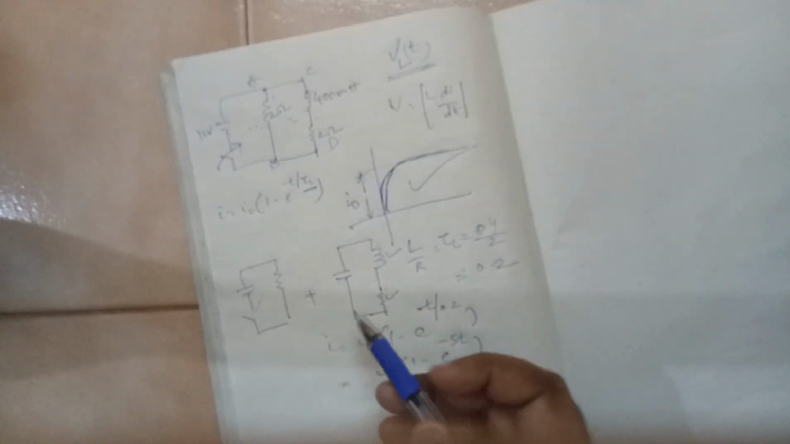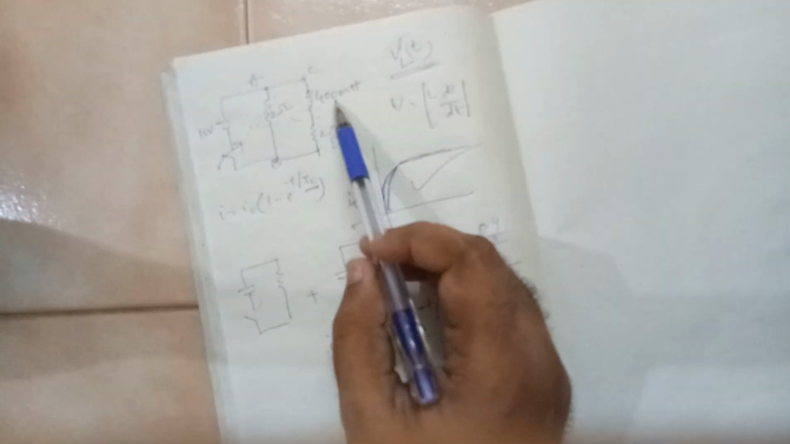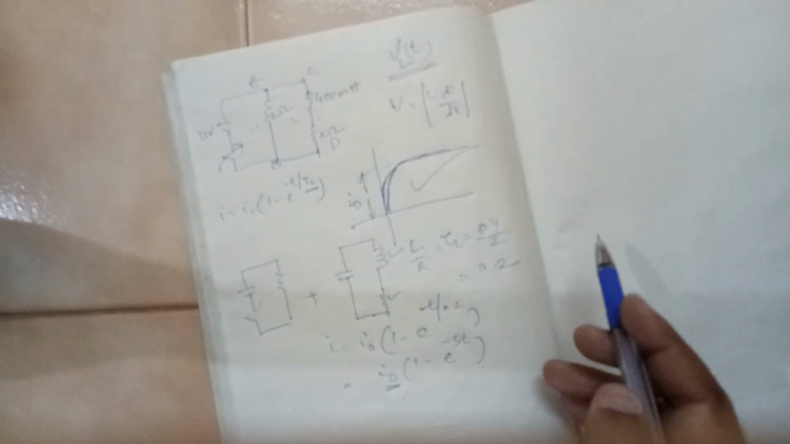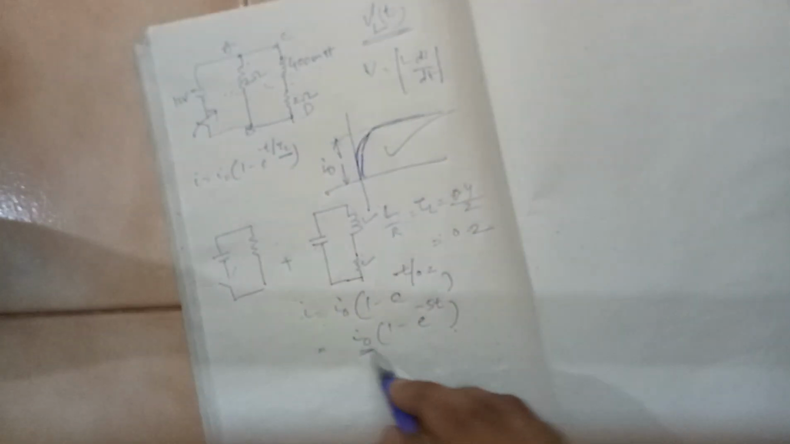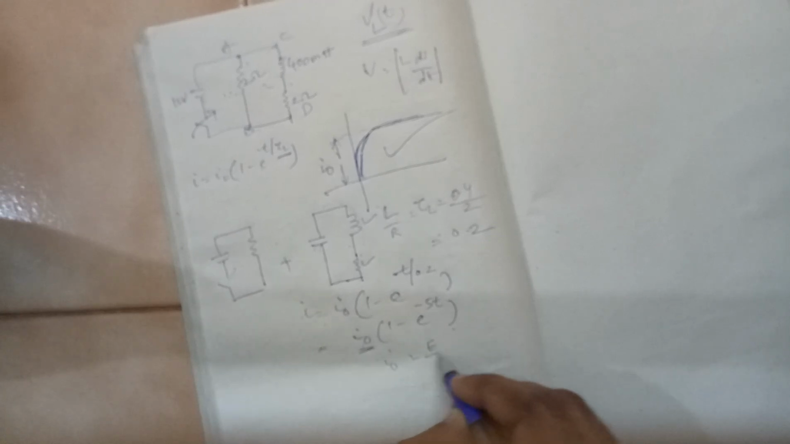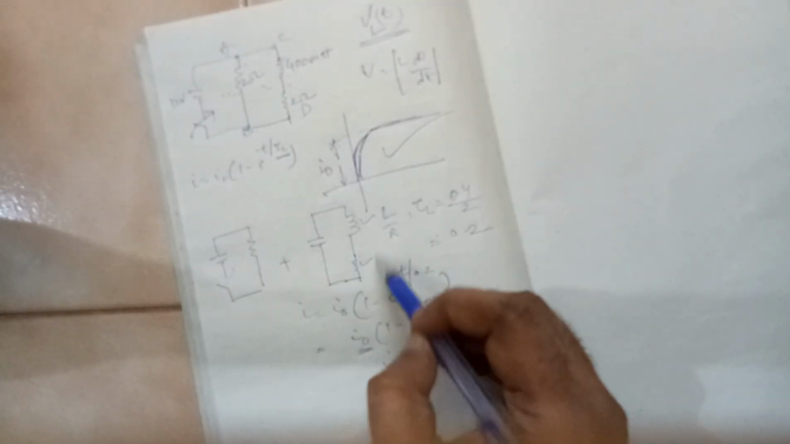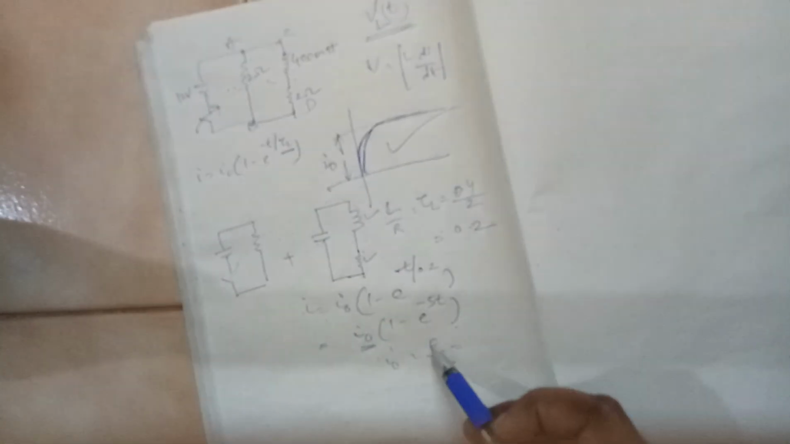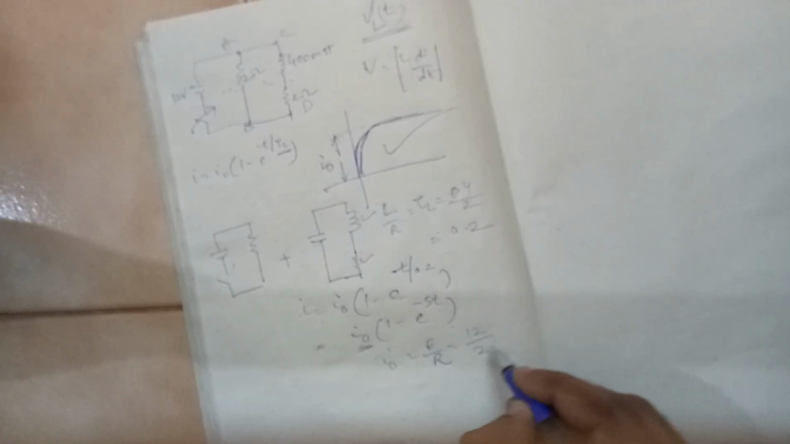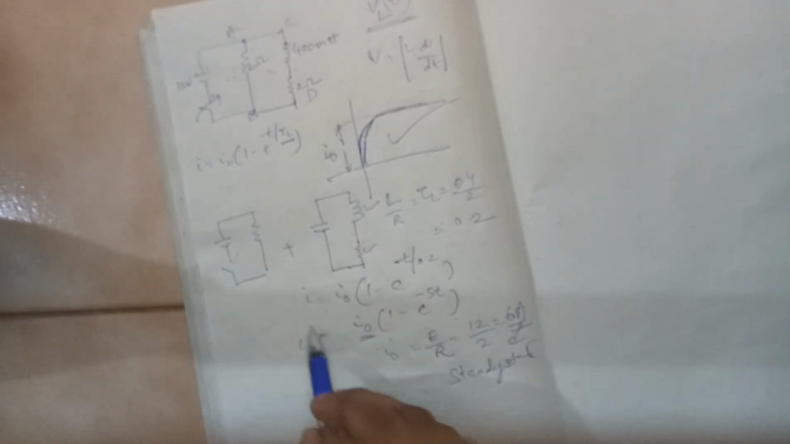What is I0? At t equal to infinity, the inductor will start behaving like a wire. Then I0 will be equal to E divided by R in this circuit. E value is given as 12, R is 2, so this will be 6 amps. This is the steady state current. Once you have got I, you can find out VL.